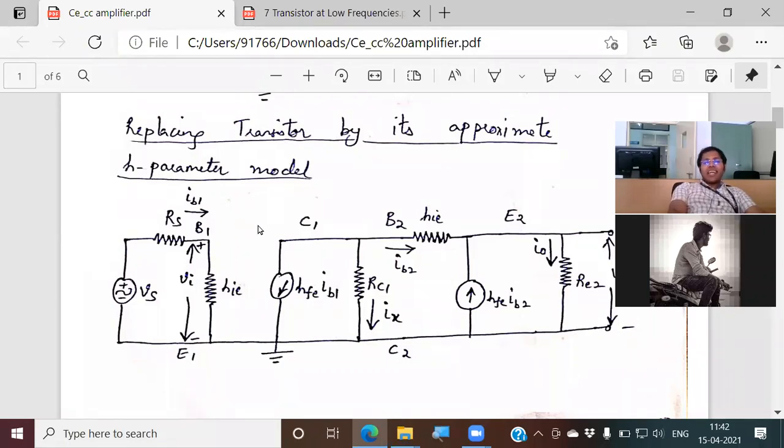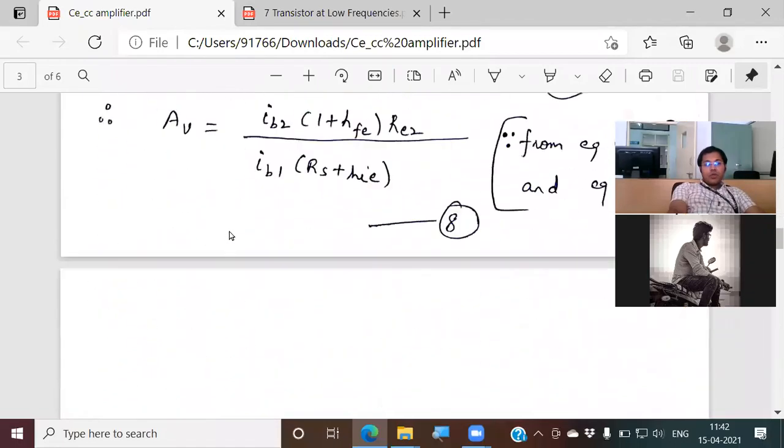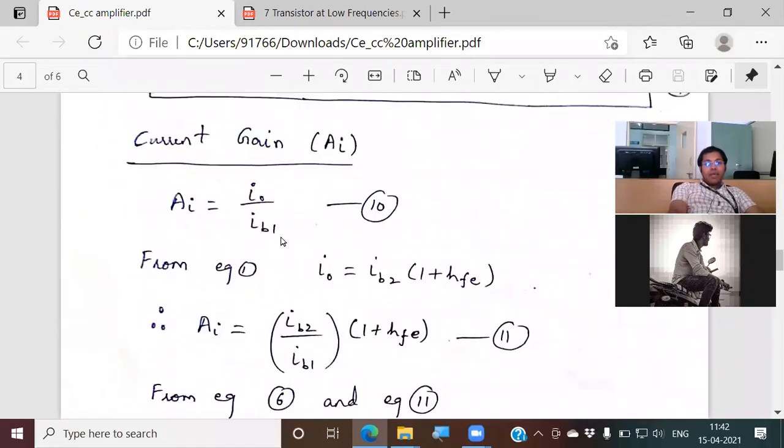I hope everybody knows here AI is I naught by IB1. The same thing we are seeing again and again. I will be more than surprised if any of my students fails, because it is the same thing. So AI is I naught by IB1.